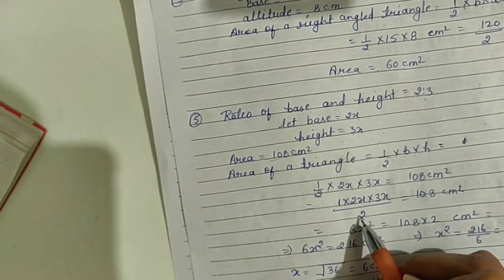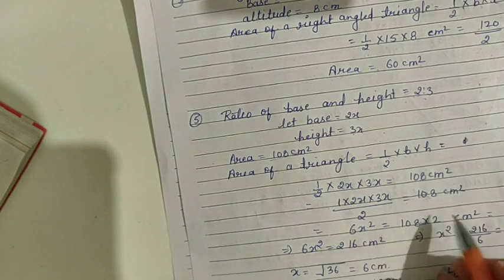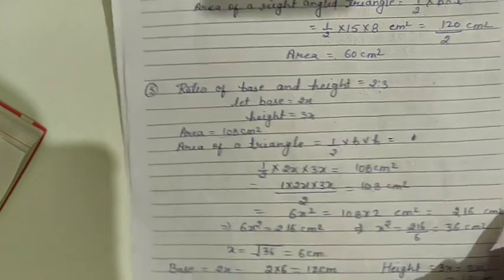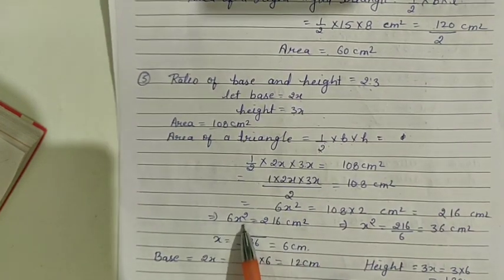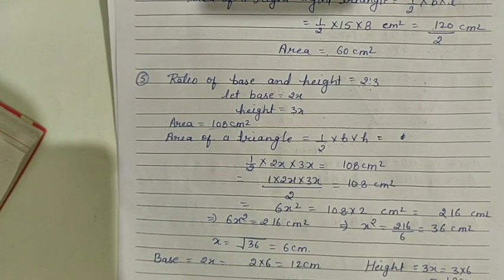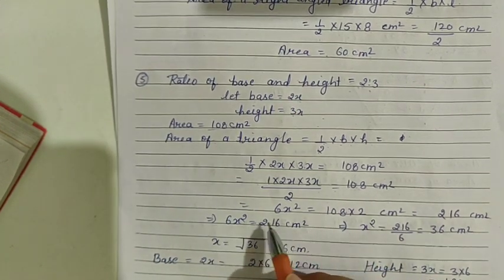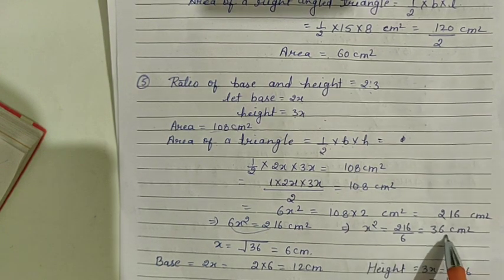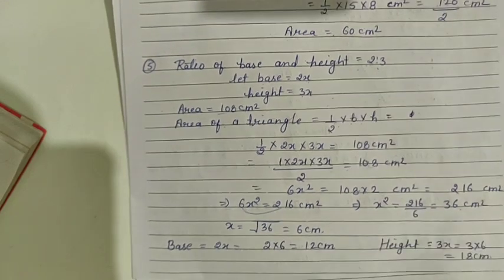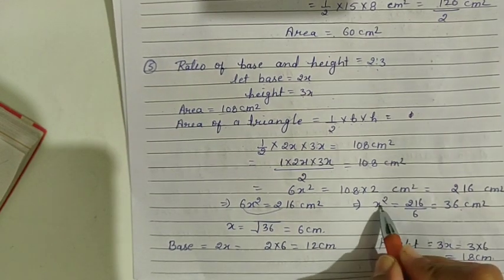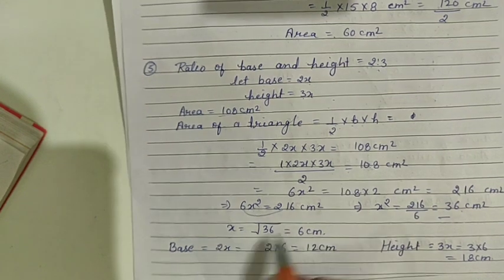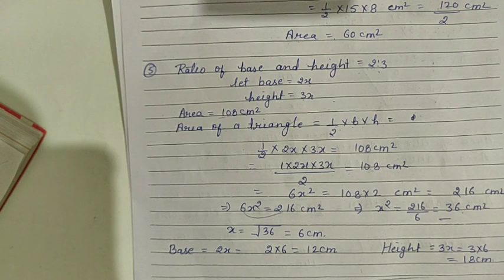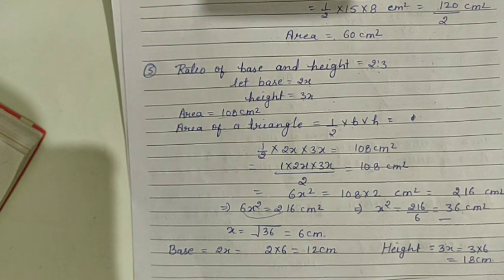We will do transposition of 2 from the left hand side to the right hand side, and 108 into 2, that is equal to 216 centimeter square. So 6x square is equal to 216 centimeter square. So x square is equal to 216 upon 6. So x square is equal to 36 centimeter square. So firstly we will find the value of x. If x square is 36, then x is square root of 36, and that is equal to 6 centimeter. Square root of 36 is 6 centimeter.